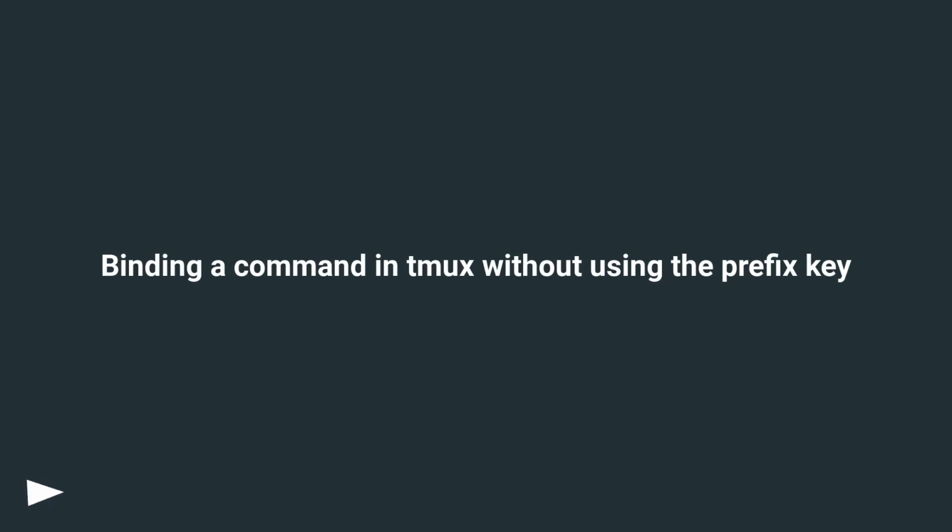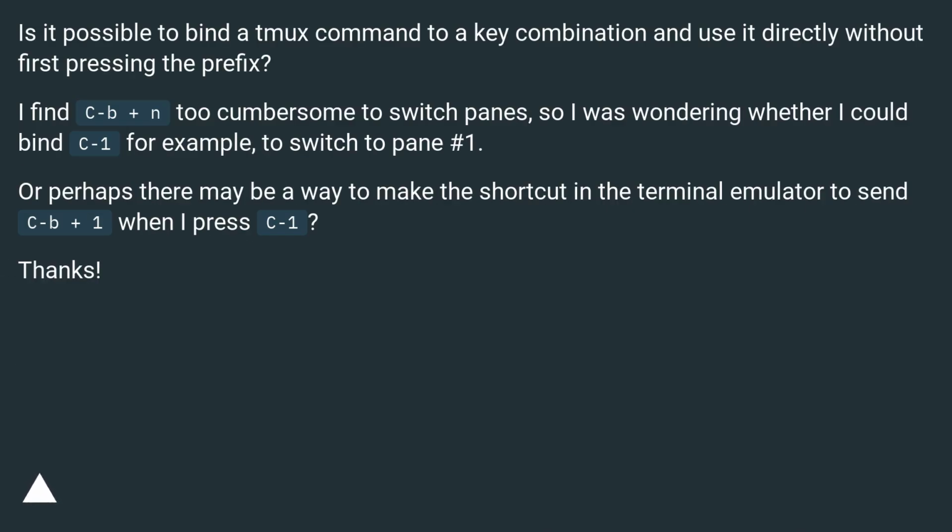Binding a command in tmux without using the prefix key. Is it possible to bind a tmux command to a key combination and use it directly without first pressing the prefix? I find Ctrl+B plus N too cumbersome to switch panes, so I was wondering whether I could bind Ctrl+1, for example, to switch to pane number 1.